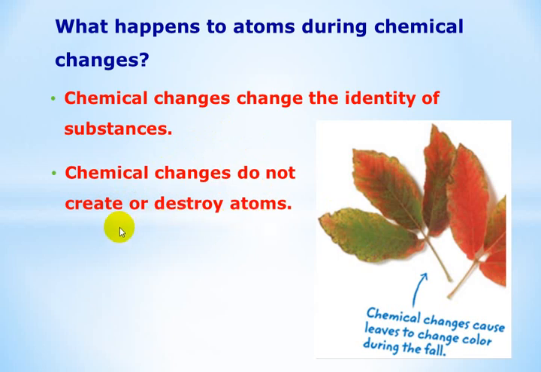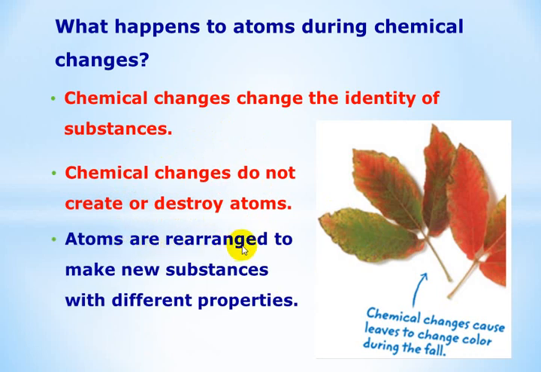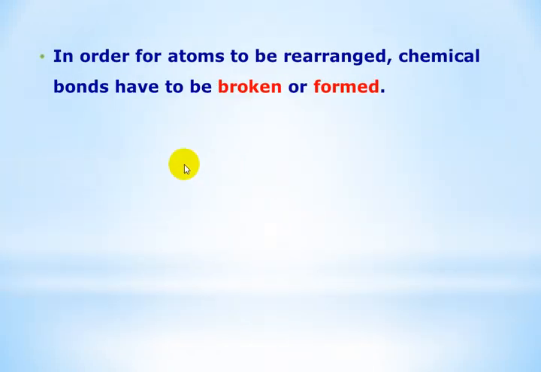Chemical change just rearranges the atoms. Atoms are rearranged to make new substances with different properties. Here, the molecules of the green pigment give its green color, while when it changes to another substance, it has no color. In order for atoms to be rearranged, chemical bonds have to be broken or formed.